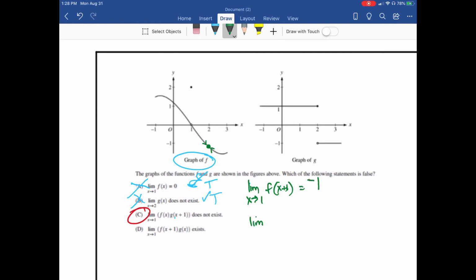Now let's look at the other. The limit as x approaches 1 of g of x is actually 1. So if I take -1 times 1, there's no ambiguity here, right? That's not a one-sided limit where I need to look at the left and the right, because it's -1 from both directions and 1 from both directions. So that gives me -1. And so that in fact does exist, and that's true. And that leaves us with C.